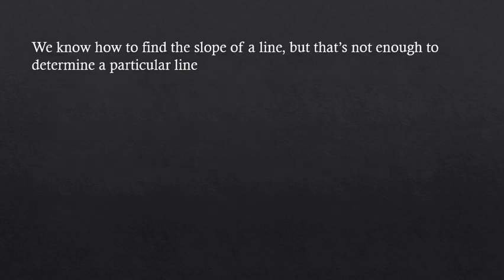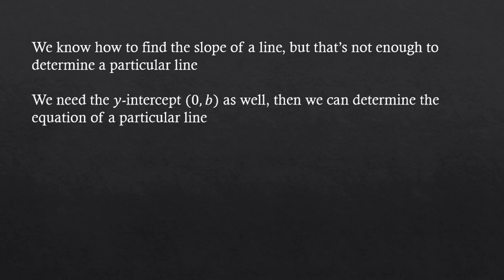So we already have seen how to find the slope of a line given 2 points, but just knowing the slope is not enough to determine the equation for a particular line. It definitely narrows down the possibilities, but it doesn't give us a particular line. We need one more piece of information.